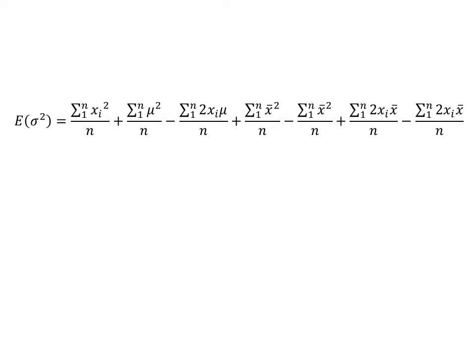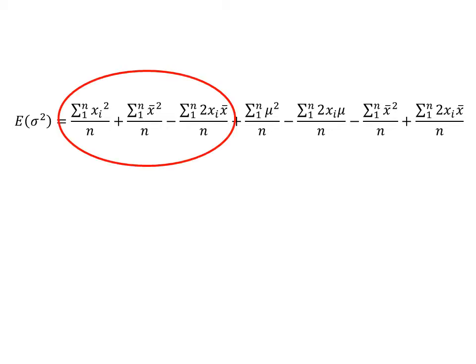Now, let's shuffle the right side of the equation around a bit. We're not fundamentally changing anything, just moving things around so they're clearer. After doing so, notice that the three fractions on the left are the same as the equation for s squared. We'll substitute s squared for those terms.